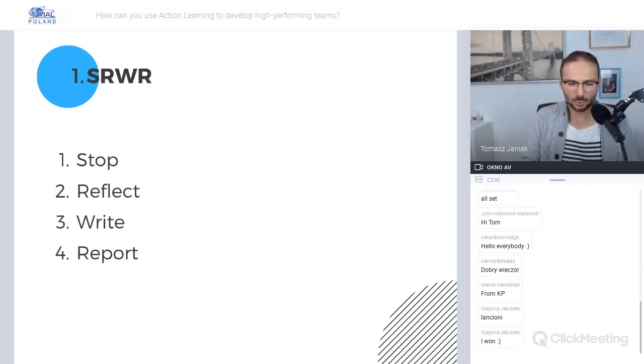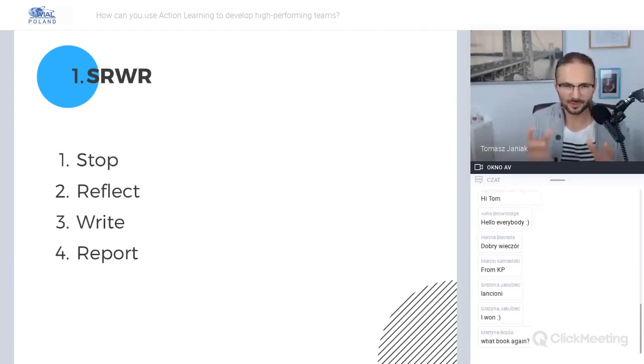It's a really simple tool that is supposed to help everybody in the team reflect on what the team is doing to work better in a second. So it has four simple stages: stop, reflect, write, report. Stop means we stop working.